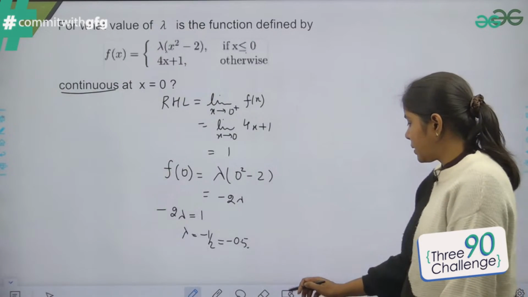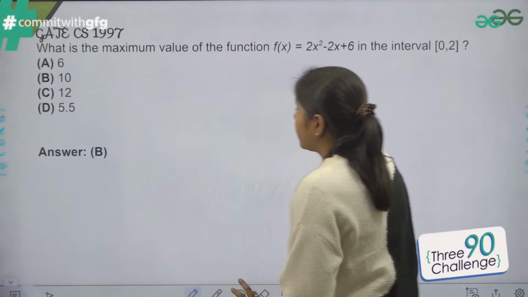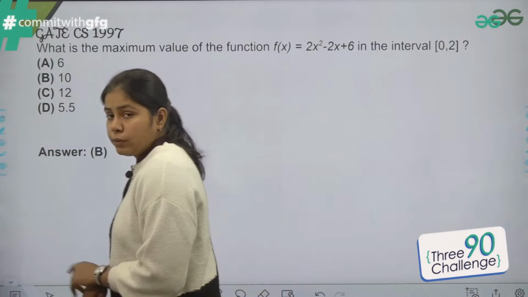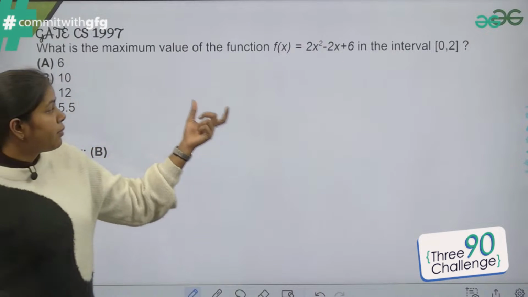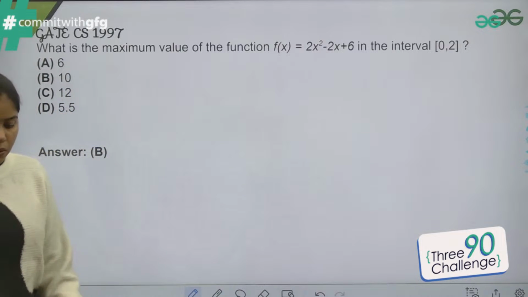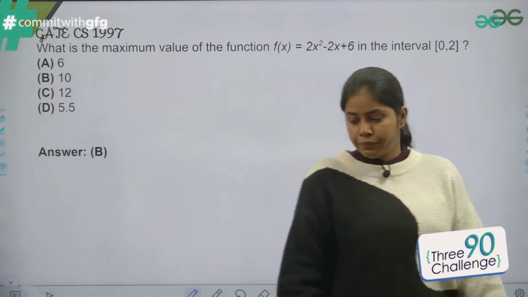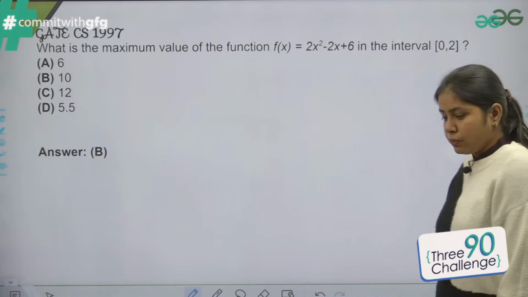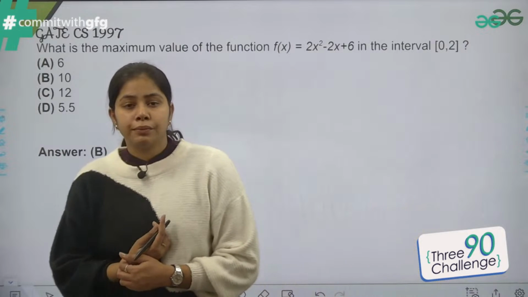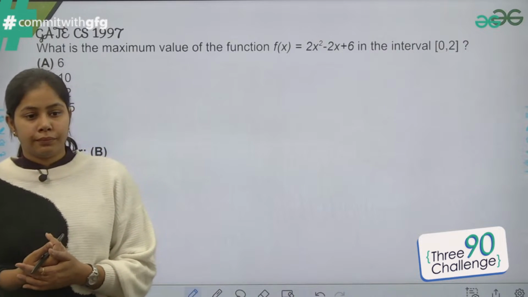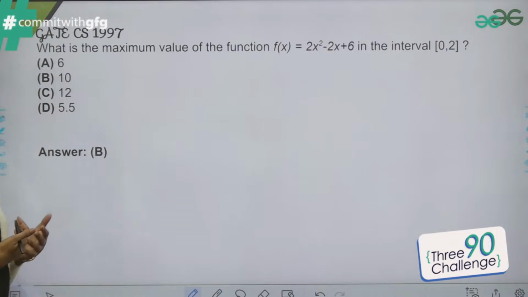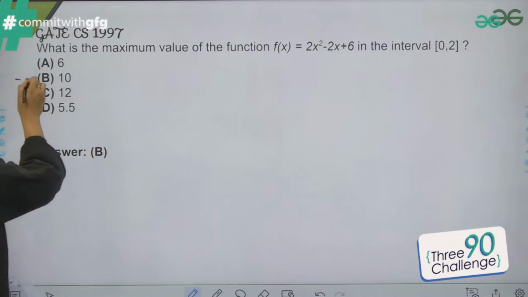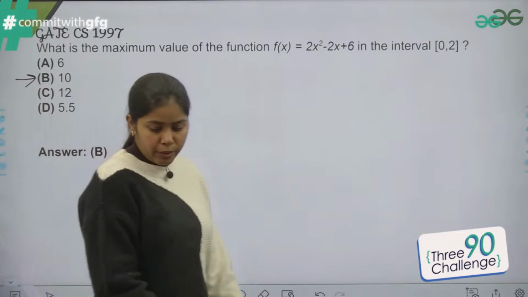So I hope everyone gets it. Let's move forward. Yeah, this is a question, guys. Again, the answer is visible, but they are asking for the maximum value. This is a question from 1997: maximum value of 2x square minus 2x plus 6 on the interval 0, 2. So I have to find the maximum value of this function in this interval. Let me know what would be the maximum value here. On the board it is written option B is correct, so just check how you get this value.